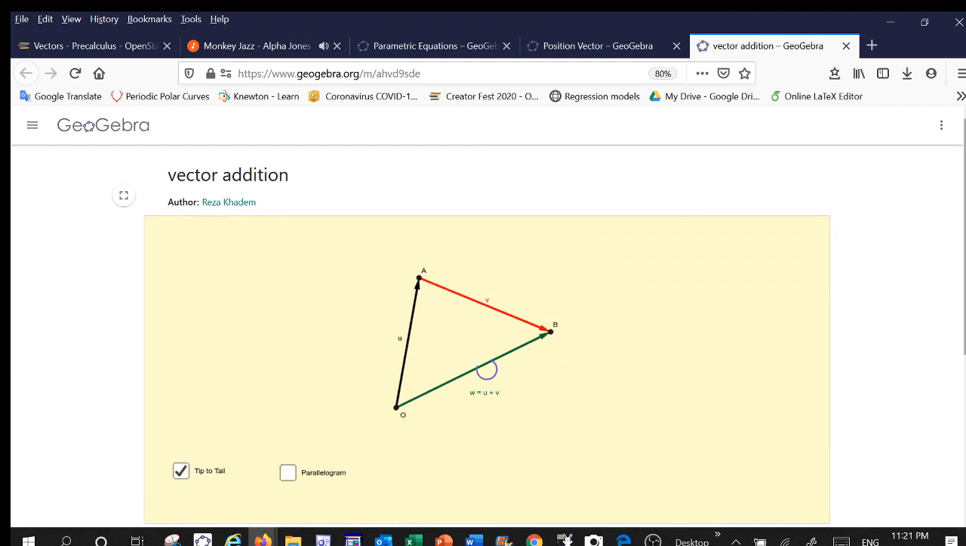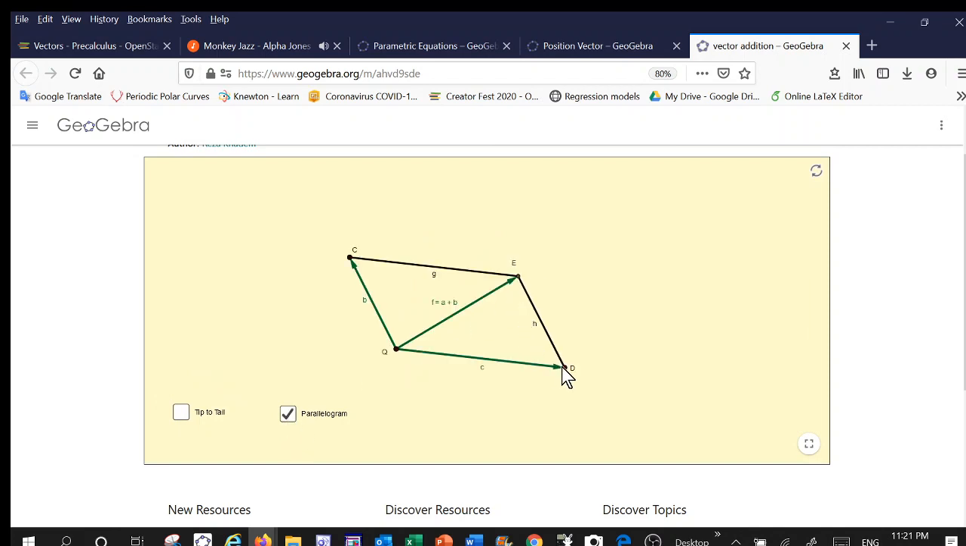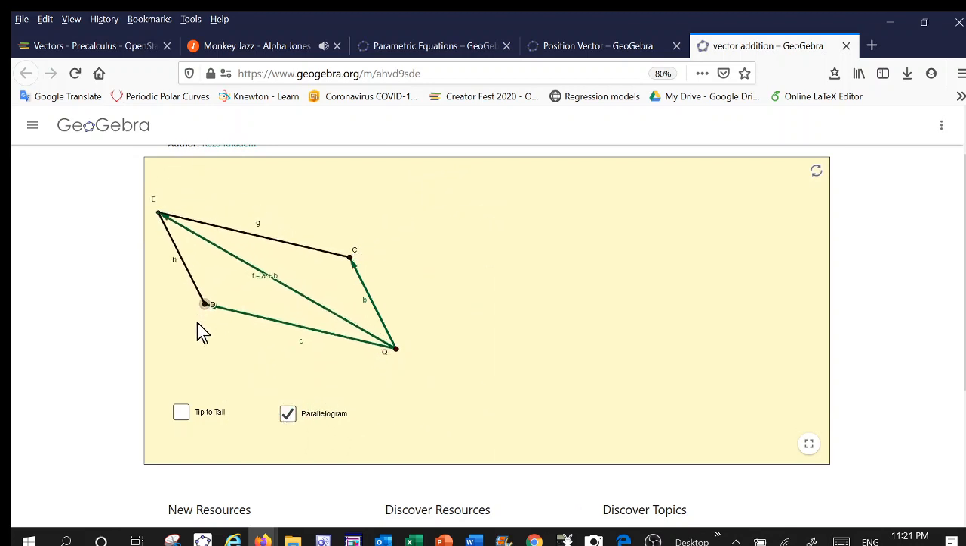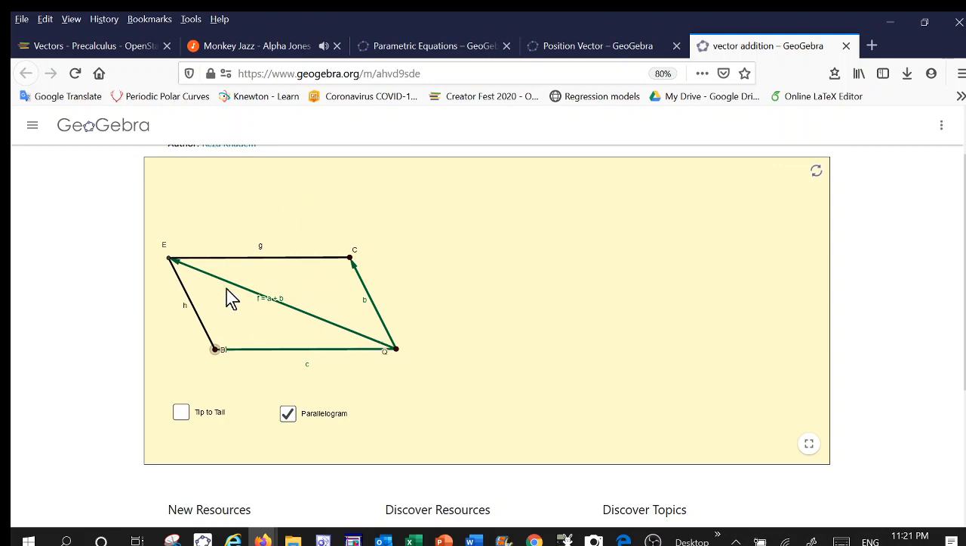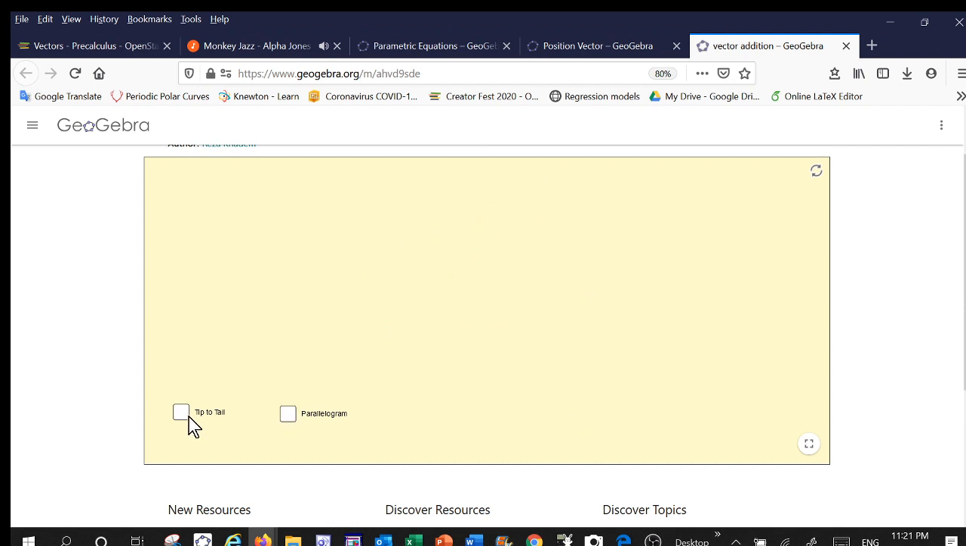If you click on these, you can see them online, and you can actually change these. So with tip to tail, you change these vectors and you see that's the tip to tail method. Now for the parallelogram method, if I change that, you see no matter where the two vectors are, the resultant vector is always that diagonal right there. And this is the tip to tail. You can change these and you get the sum, so this green one is the sum of these two vectors.